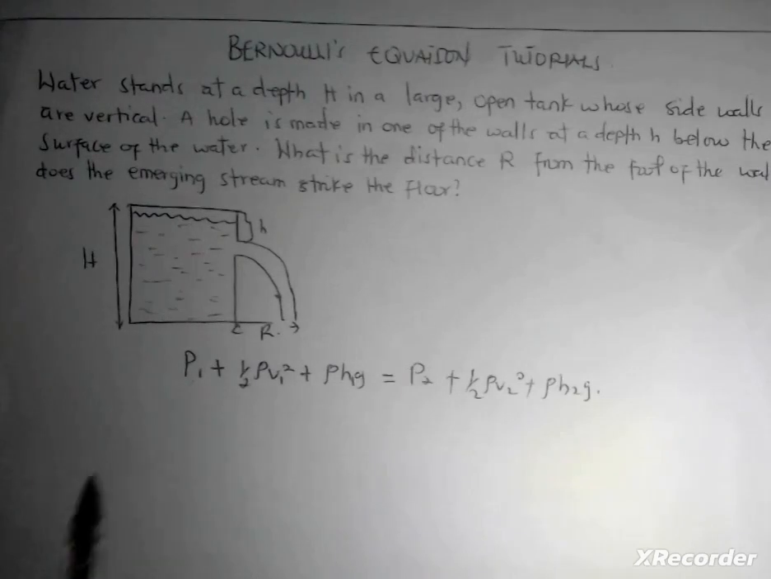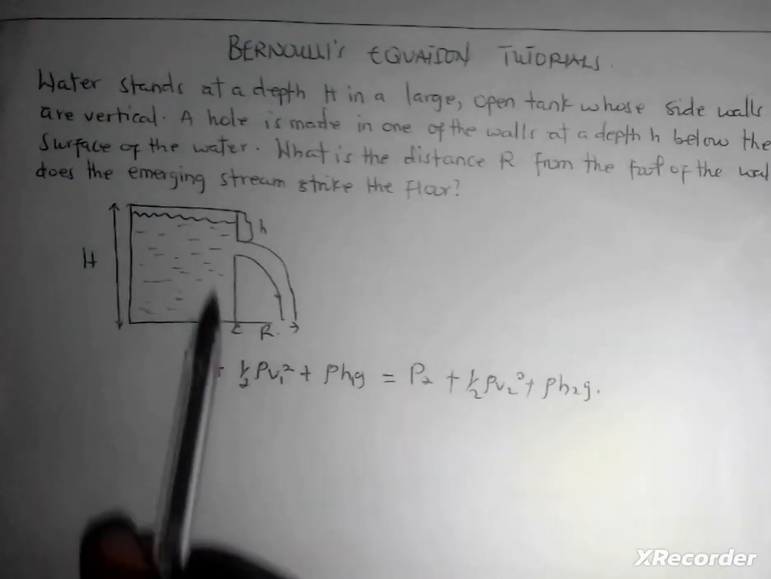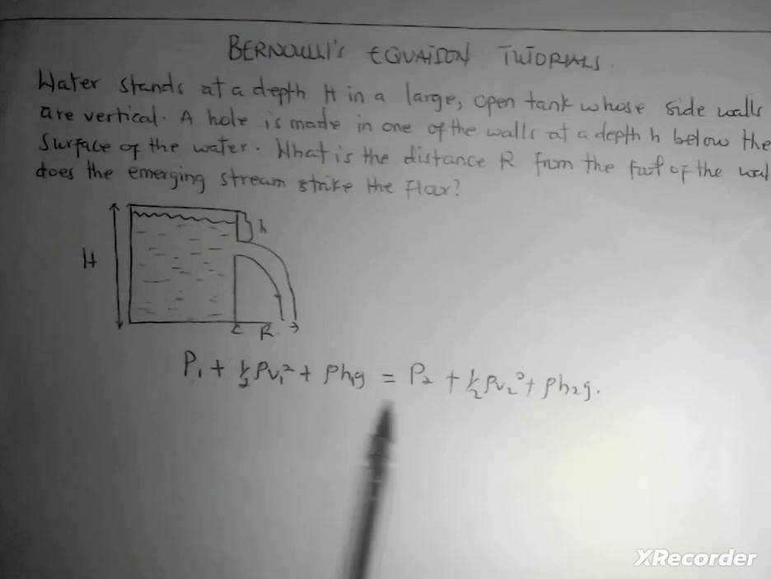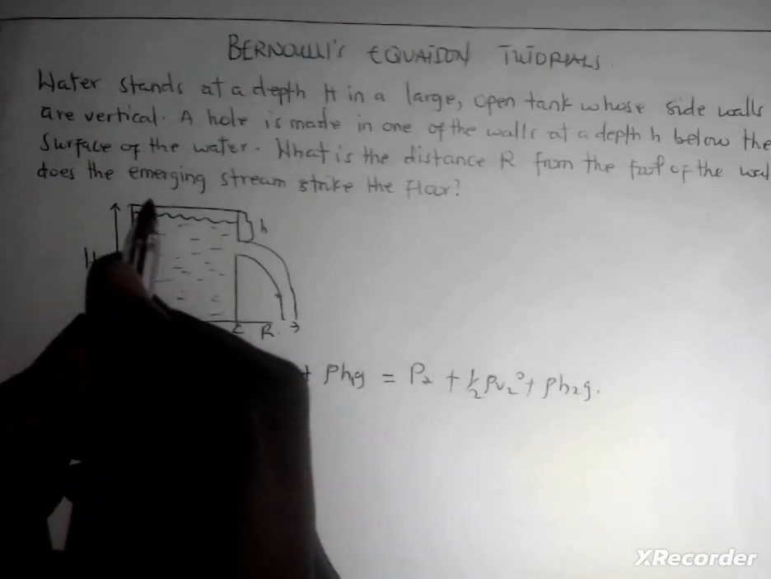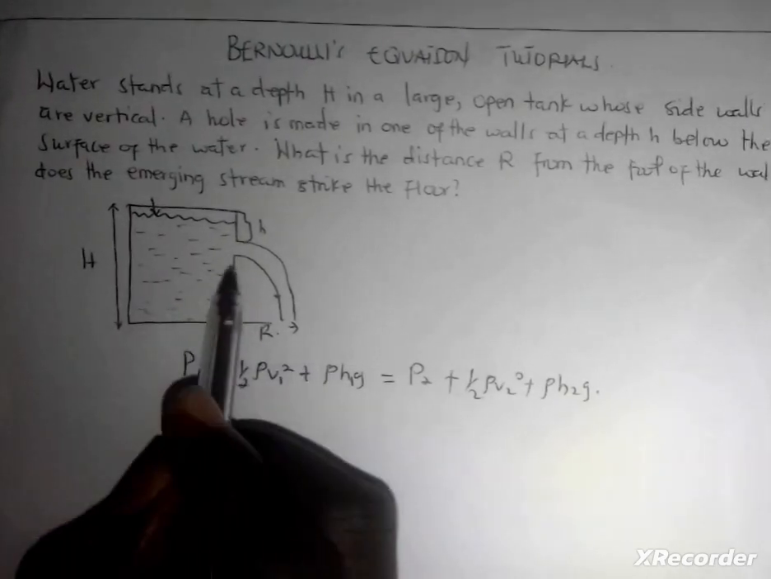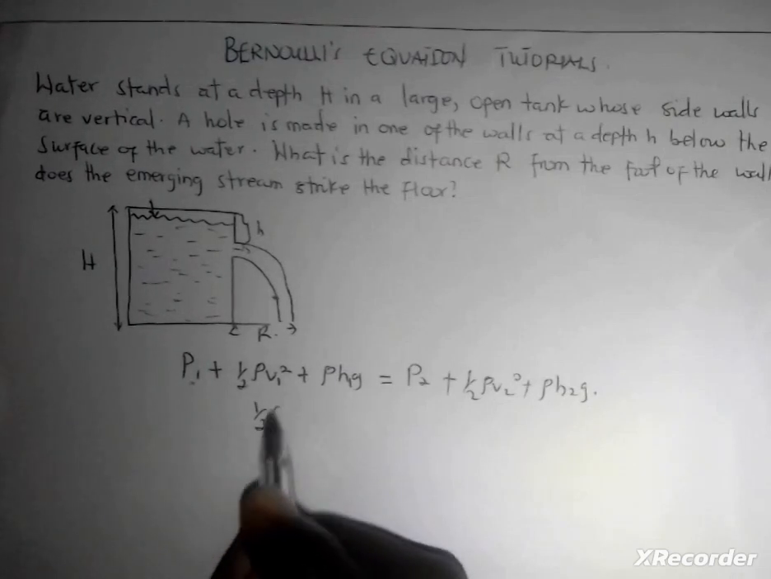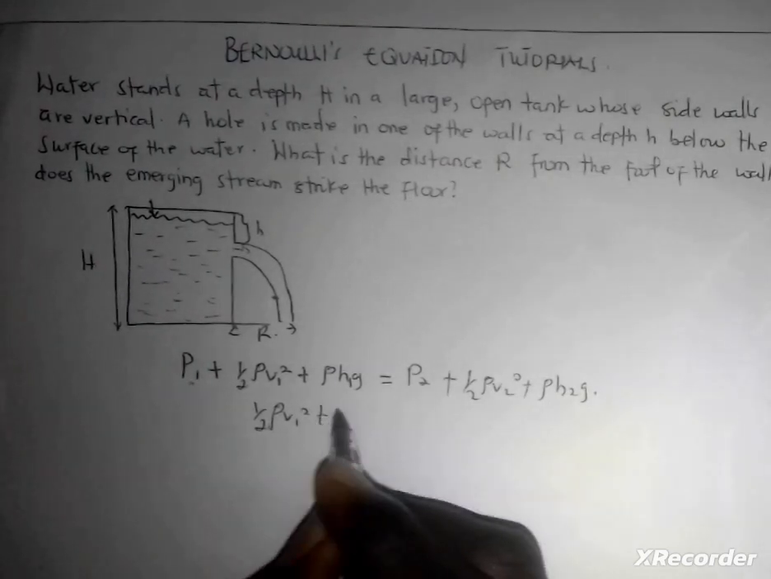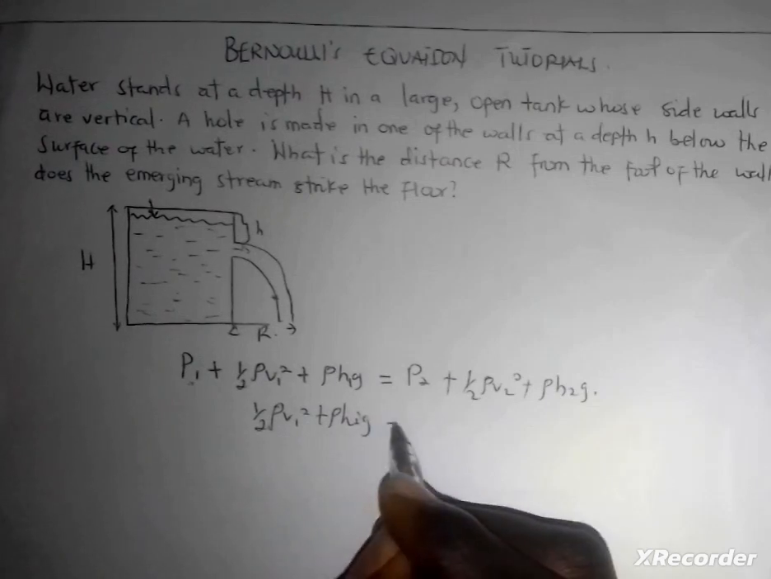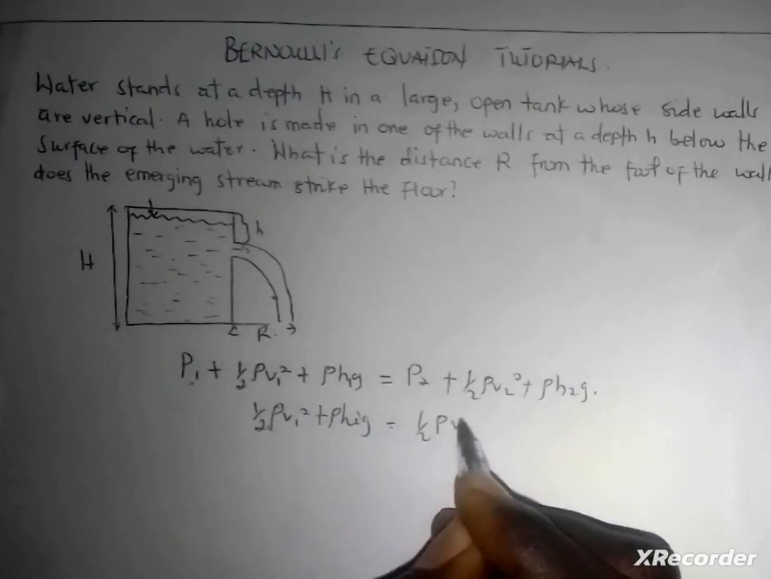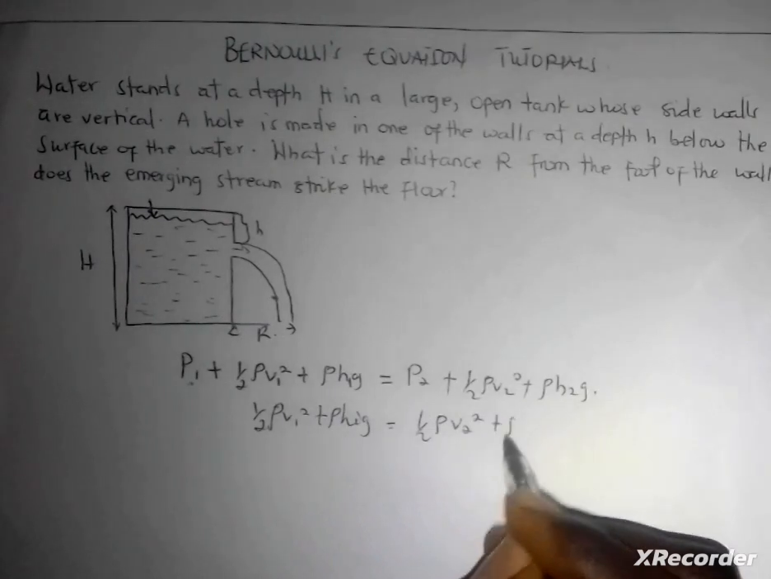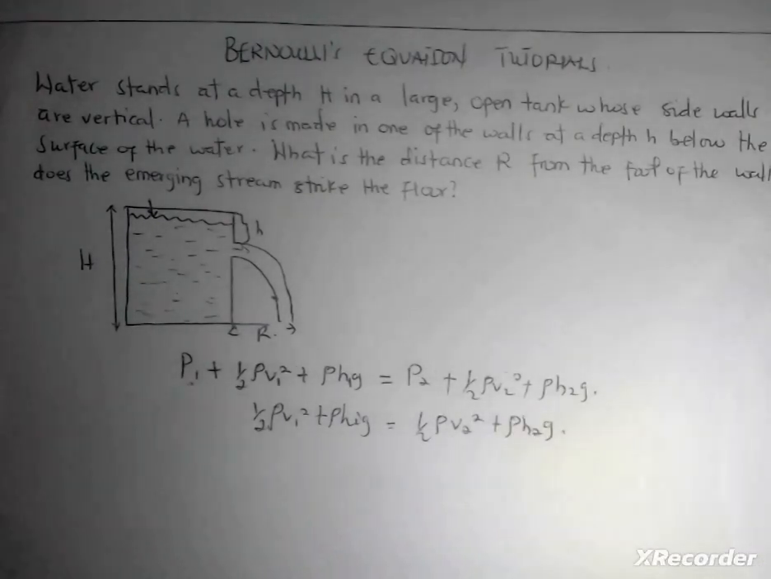Considering these pressures, you realize that this is a vertical container. The pressure at this point, that is the point at the top, and the pressure here is the same, which is the atmospheric pressure, right? So meaning we can get rid of P1 and P2. Their difference is going to give us 0. So we can break this down and we have half rho V1 squared plus rho H1 g should give us half rho V2 squared plus rho H2 g.